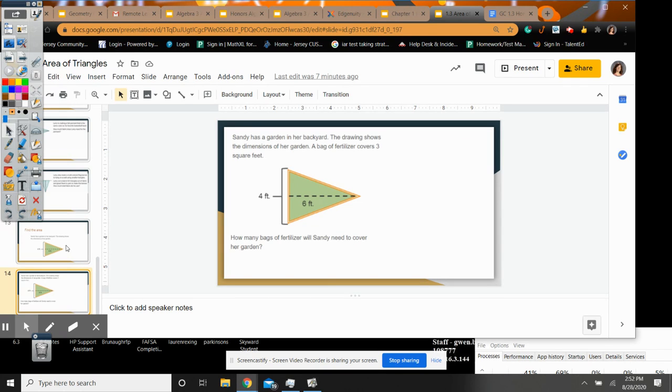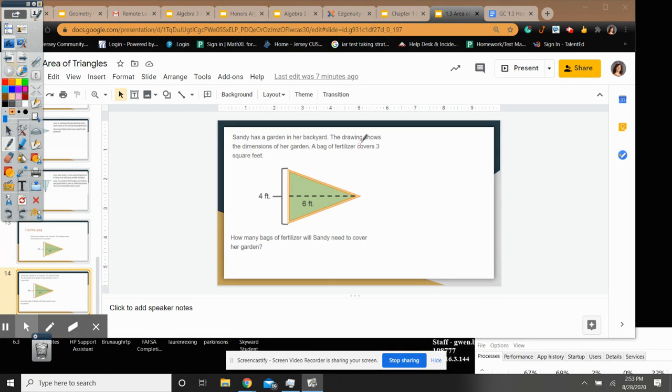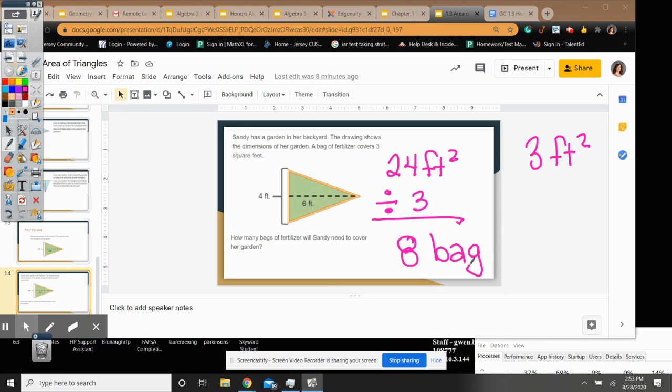So the drawing shows the dimension of her garden. This time she has fertilizer that she needs to cover it. How many bags of fertilizer is she going to need? Well, we just said that her whole garden is 24 square feet. So the fertilizer covers 3 square feet. So how many bags are we going to need? Well, if you divide 24 by 3, that will tell us how many bags she will need to cover all those little squares, because each bag only covers 3 squares and she has 24 squares that need covered. So she will need a total of 8 bags.